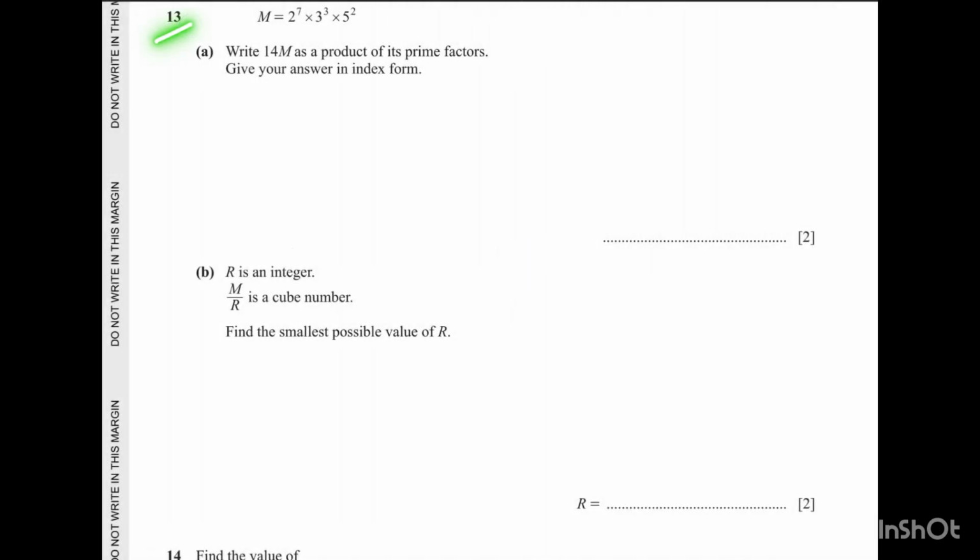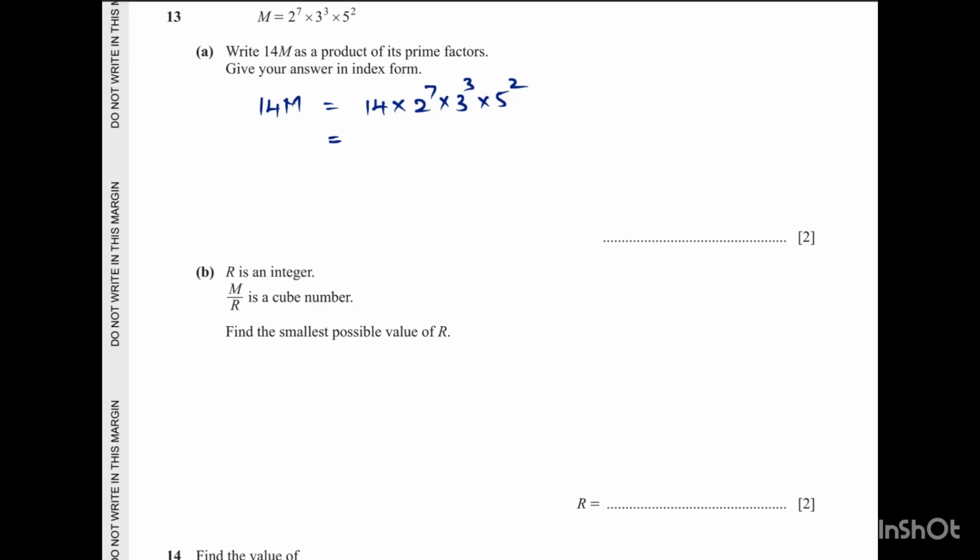Question number 13. m is equal to 2 raised to 7 into 3 raised to 3 into 5 raised to 2. Question A. Write 14m as a product of its prime factors. Give your answer in index form. So 14m. What is 14m? 14 multiplied by m. So I need to multiply 14 to this given form of indices.